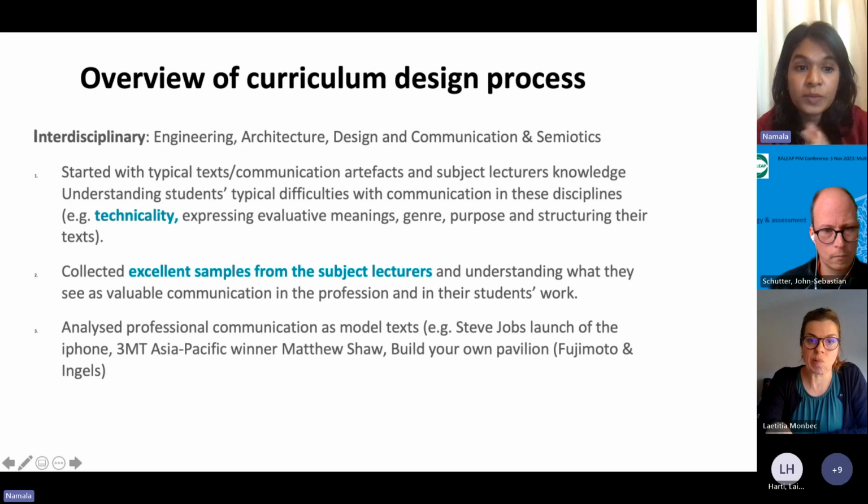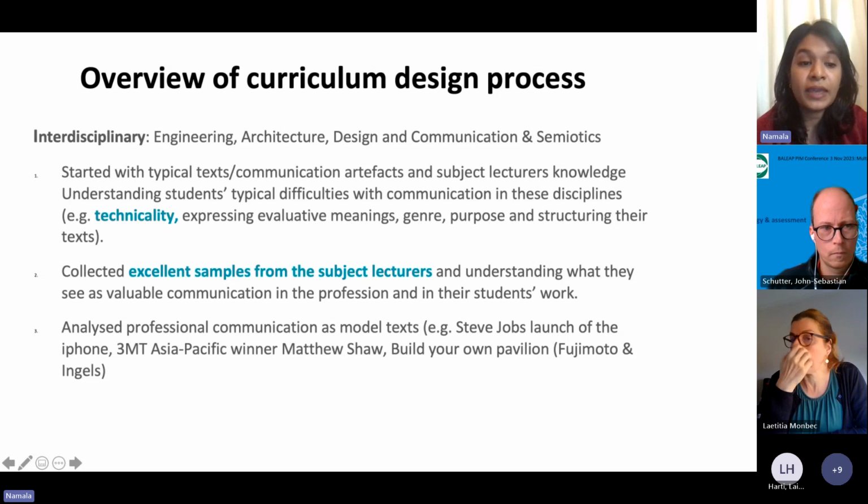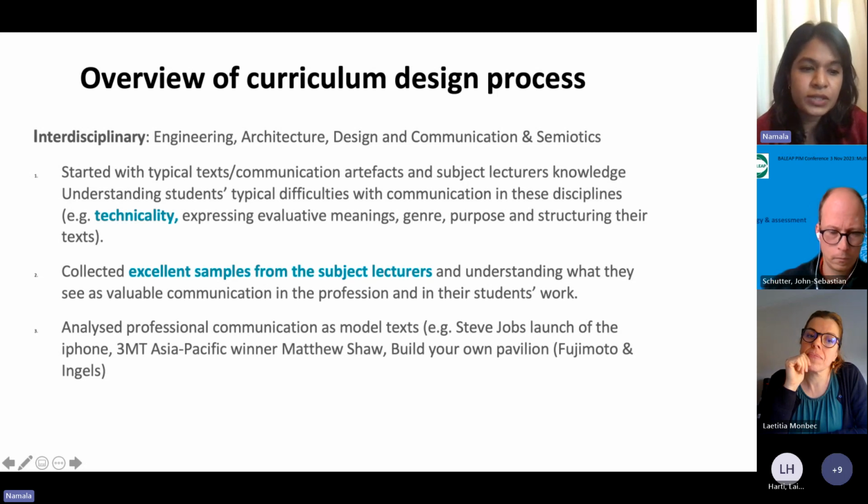So things like Steve Jobs' iPhone talk, the launch of the first iPhone, then the 3-minute thesis, which some of you may already be familiar with because your universities might have it. So that's the competition in which the students present their PhD theses in 3 minutes. So it's a very challenging competition, particularly in terms of dialing down technicality and being engaging to a public audience. And we also looked at, and we'll be showing you examples from the 3MT competition and Build Your Own Pavilion. So the Fujimoto and Engels Build Your Own Pavilion, it's just a series of YouTube talks on architects talking about their vision for this particular design concept.